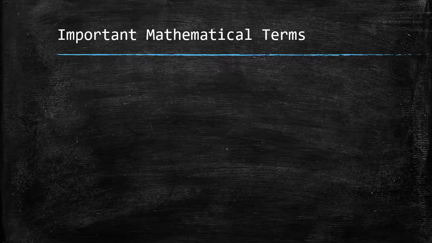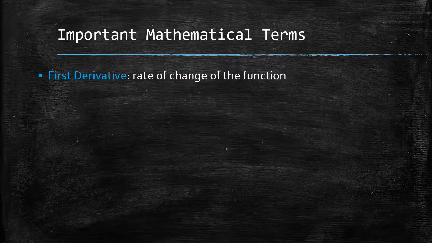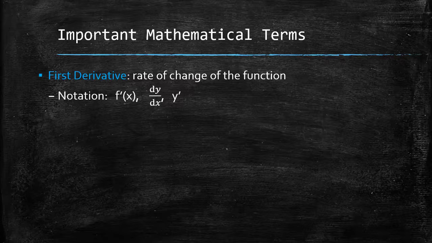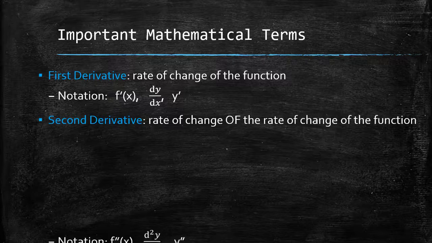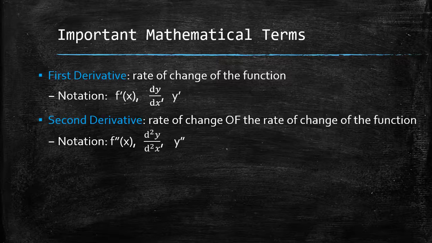Before we begin, it is important that we define specific mathematical terms. The first derivative is the rate of change of the function. It is notated by f prime of x, dy over dx, or y prime. The second derivative is the rate of change of the rate of change of the function. These are its notations. Any of these can represent the second derivative.